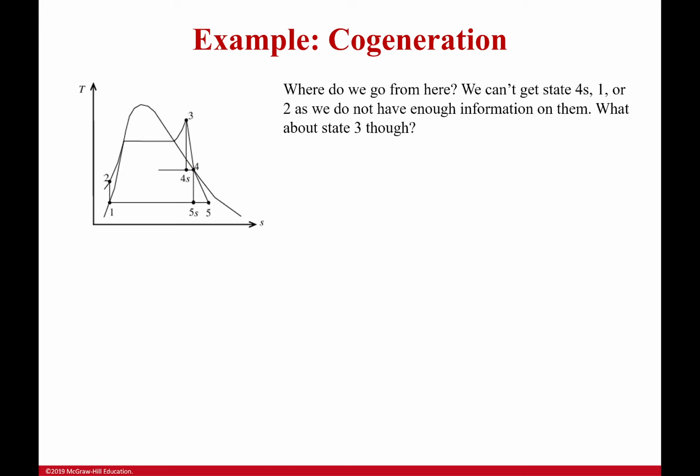So, issues we have: we can't get state 4s, 1 or 2, because we don't have enough information on them. But maybe we can figure out something about state 3. So let's calculate the work done by the high pressure turbine. As a note, you can actually find out state 1, it's a saturated liquid. We knew the pressure. So I was wrong to put that there. But we can't find out state 2, so it doesn't really help us much there.